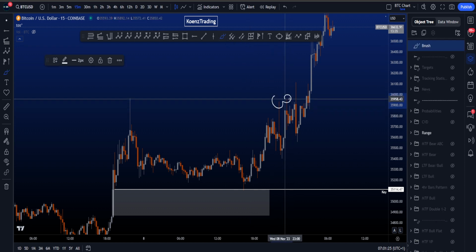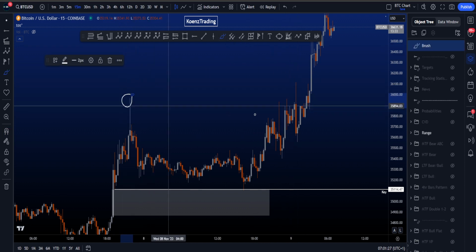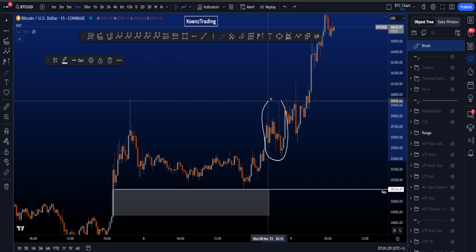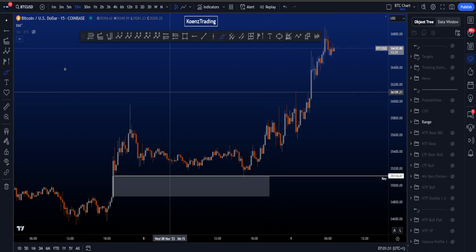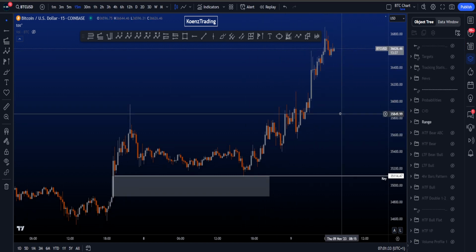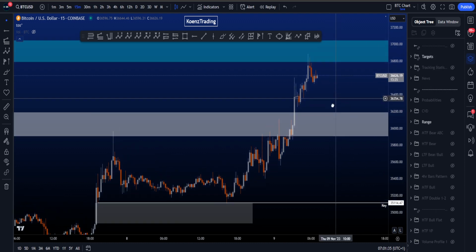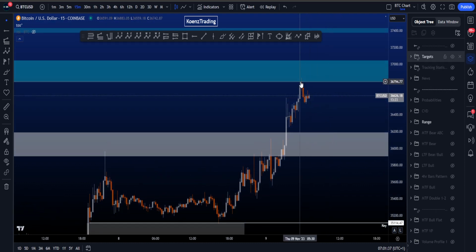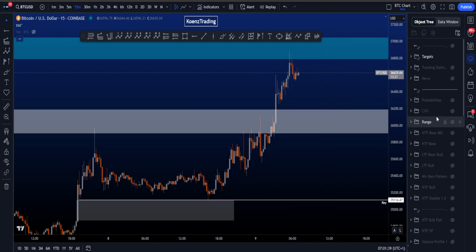It took a while to actually eventually move to the upside and take this high. We had of course crazy price action here, volatility last night, but eventually price moved towards the upside. Very, very nice. Where does it find resistance? At the next target box, right? That's how it goes. Very, very nice indeed.